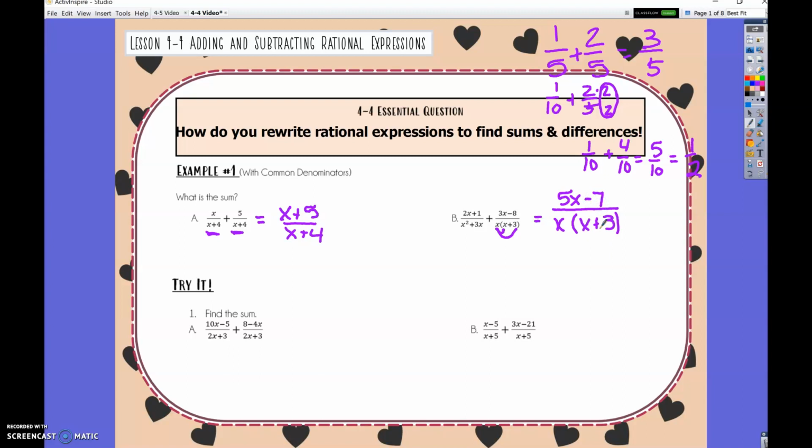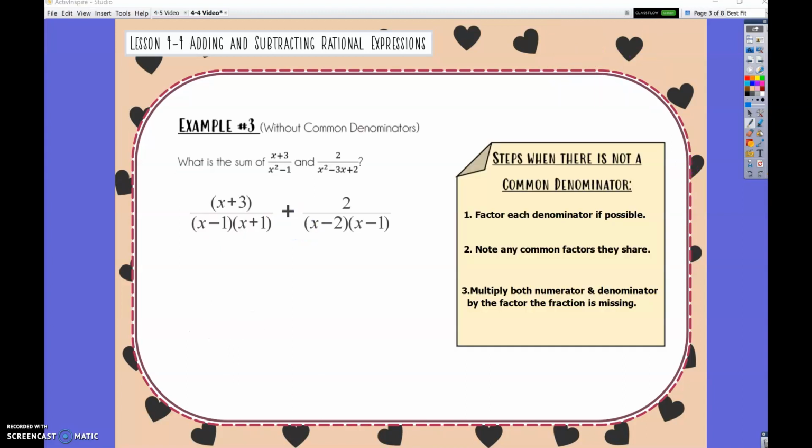On the try it, you can check your packet, but note it does have the exact same denominator, so that makes it easier. Now we move on to example 3, where the denominators are not common. So we have x squared minus 1 and x squared minus 3x plus 2. Back to getting the factoring down. We want to factor those denominators to see if they have any factors in common. They both have the x minus 1. So that's going to stay there.